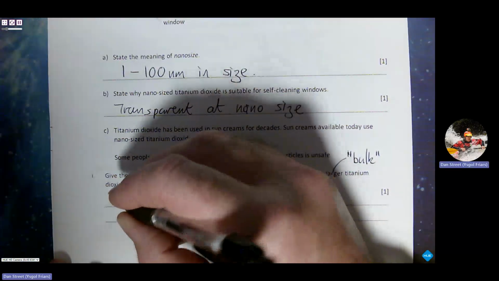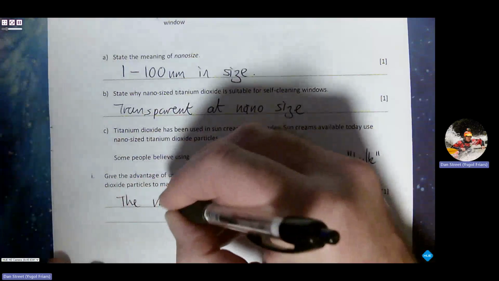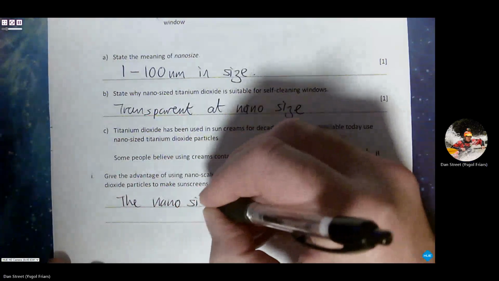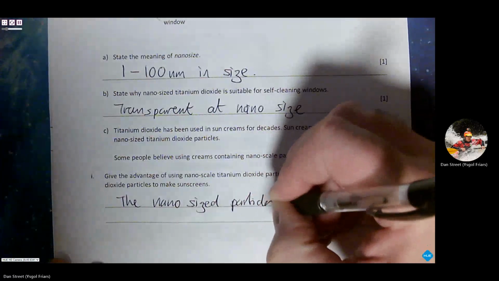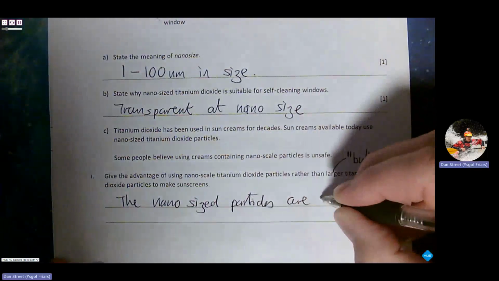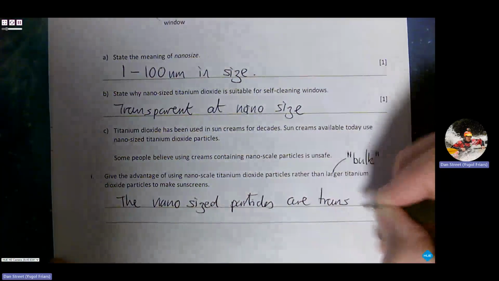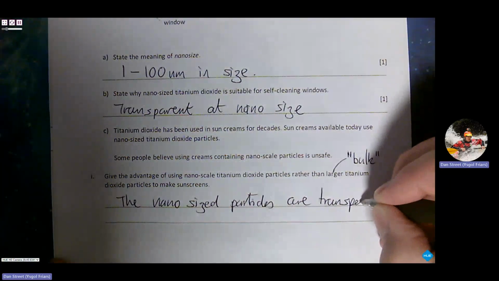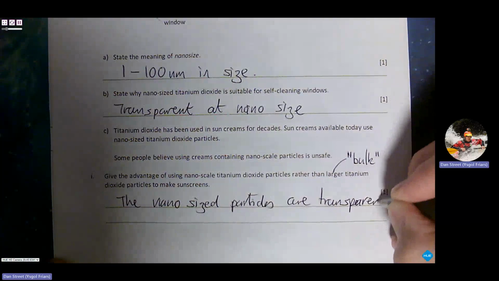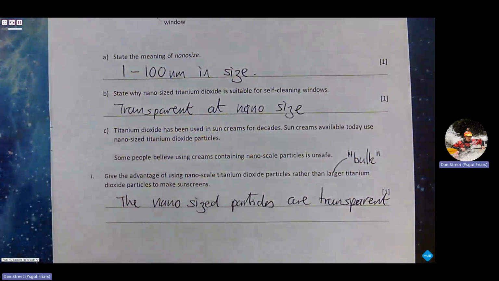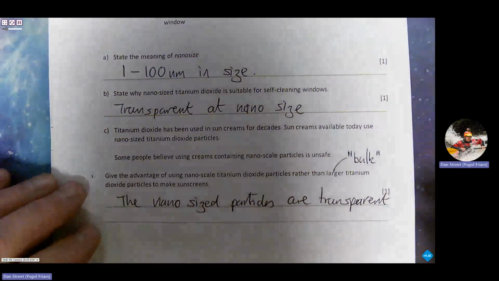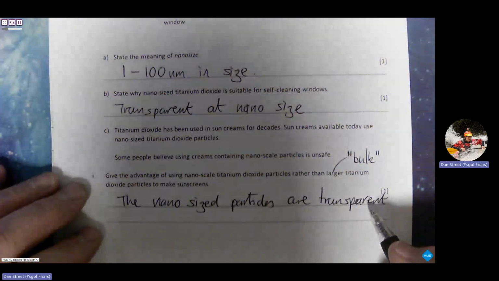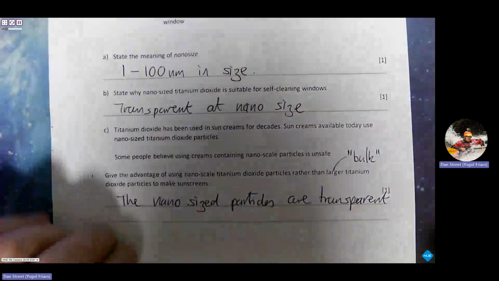The nano size particles are transparent. They're so small that they're transparent, whereas the normal sized or bulk sized particles form that white cream that people put on their faces and look a bit foolish because it doesn't rub in very easily. So that's the advantage.